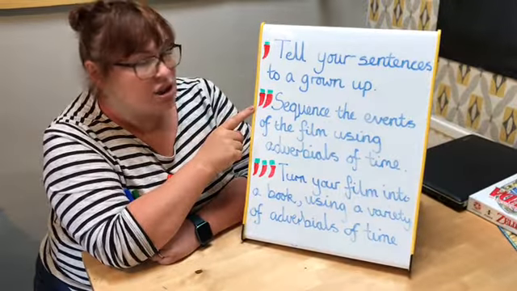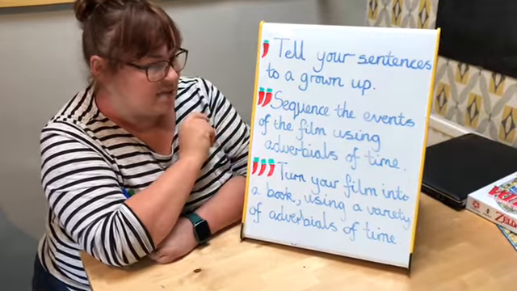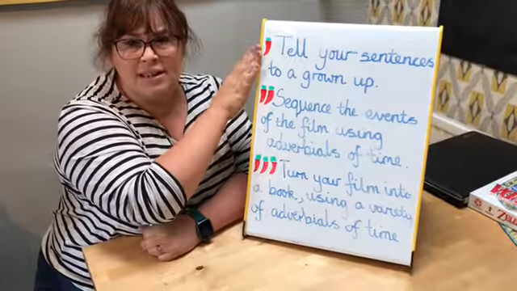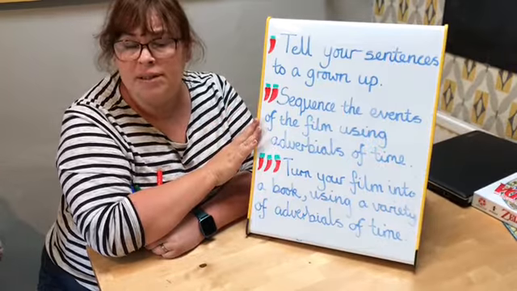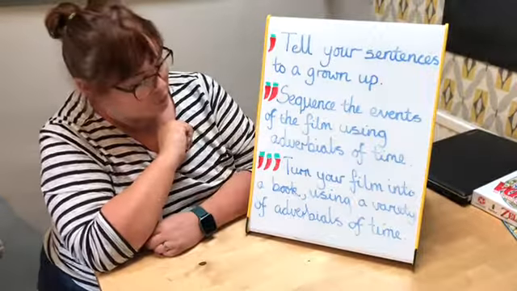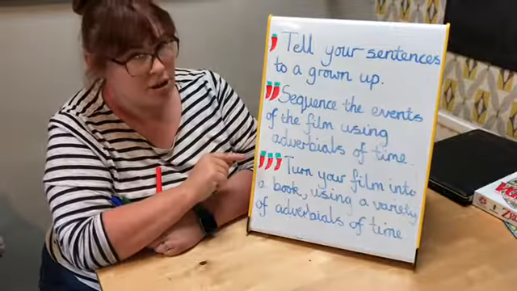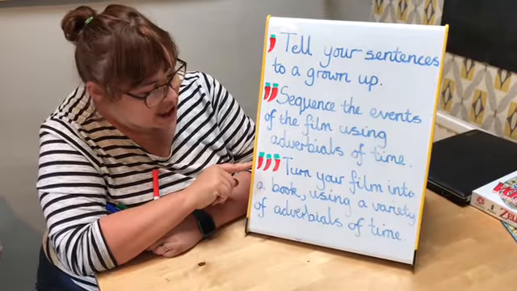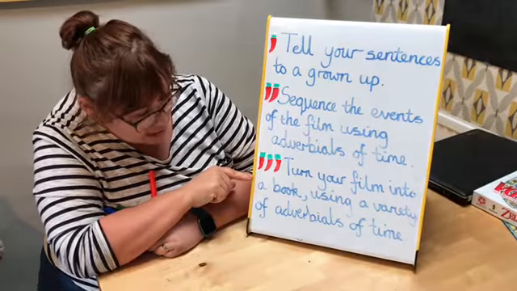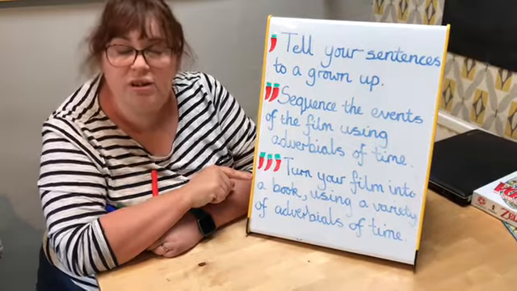2 chili challenge is to do some writing. Sequence the events of the film using adverbials of time. So taking this a step further and writing them into sentences. Don't forget to check. Don't forget your punctuation like I sometimes do. Excuse me. 3 chili challenge is to turn your film into a book using a variety of adverbials of time.